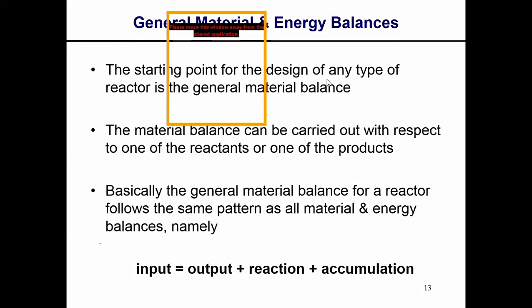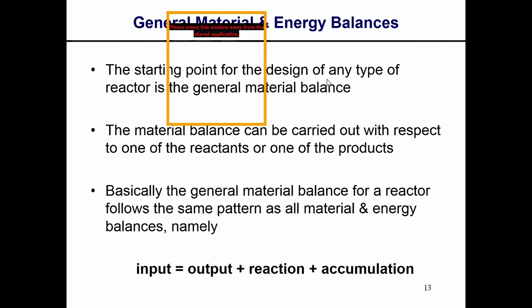Okay, general material and energy balance. The starting point for the design of any type of reactor is the general material balance. So you need to know the amount of inlet should be equal to the amount of, not really, there will be this assumption. The material balance can be carried out with respect to one of the reactants or one of the products, but normally we will consider the reactant.